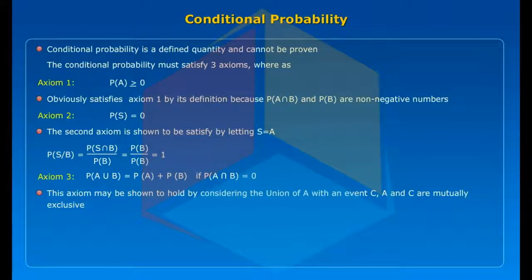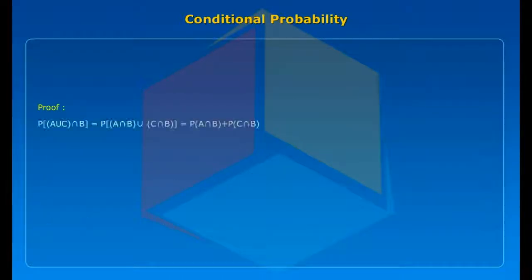Axiom 3: P(A ∪ B) is equal to P(A) plus P(B) if P(A ∩ B) is 0. This axiom may be shown to hold by considering the union of A with an event C, where A and C are mutually exclusive. If P((A ∪ C)|B) is equal to P(A|B) plus P(C|B) is true, then axiom 3 holds good. The proof is as follows.